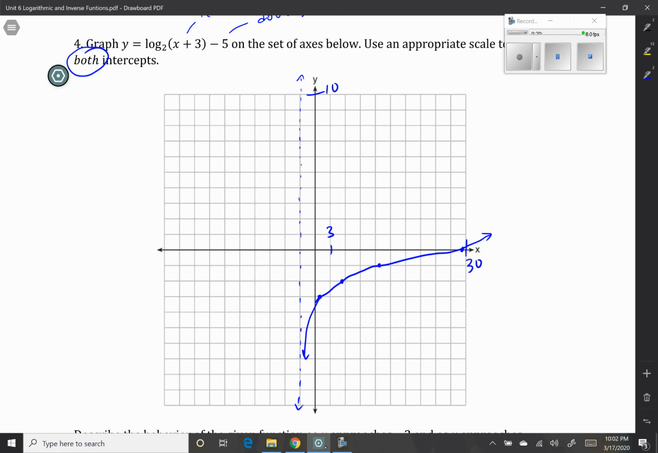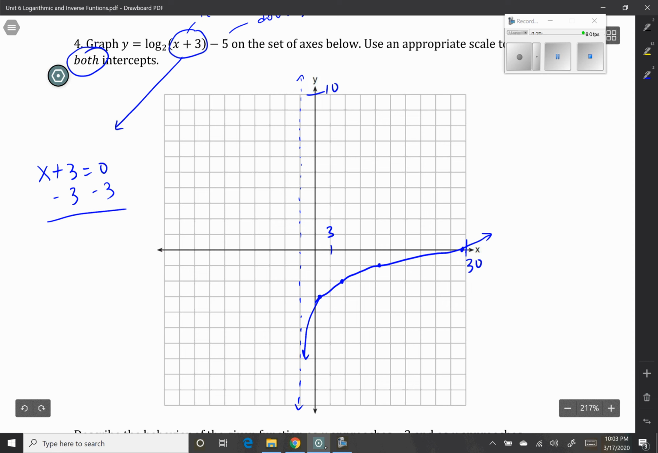The reason why -3 is your asymptote line is whatever is in here, you can say the asymptote line is equal to that. Set it equal to 0, subtract 3, and I know x equals -3 is my asymptote line.